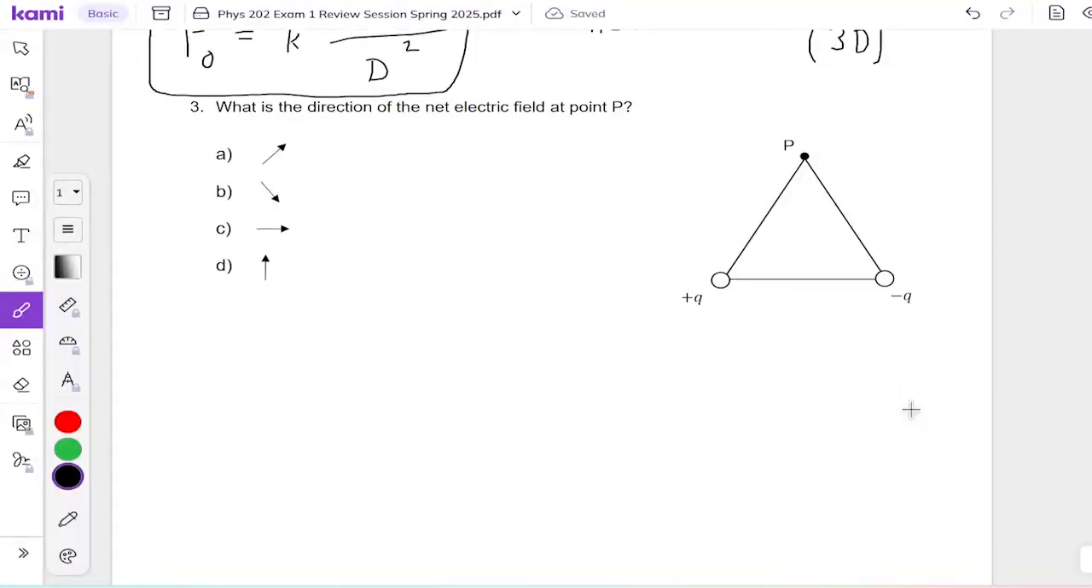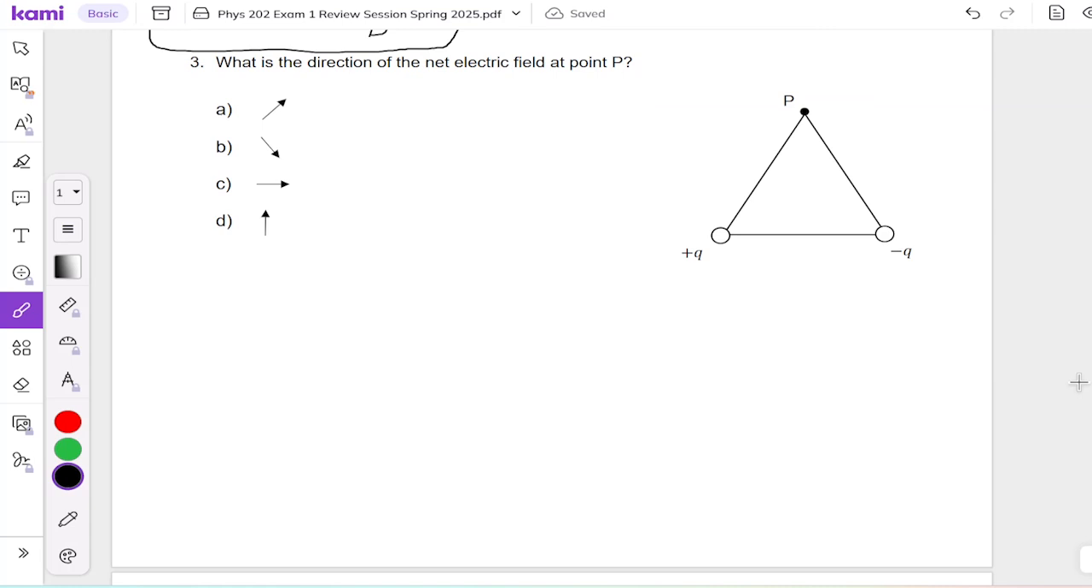Okay, next we have number 3. What is the direction of the net electric field at point P? So for this one, first of all, it's electric fields. We know the way electric fields point. Well, I gave 3 definitions, right? This time I want to use the away from positive and towards negative definition. Now in this case, I have two charges, Q and negative Q.